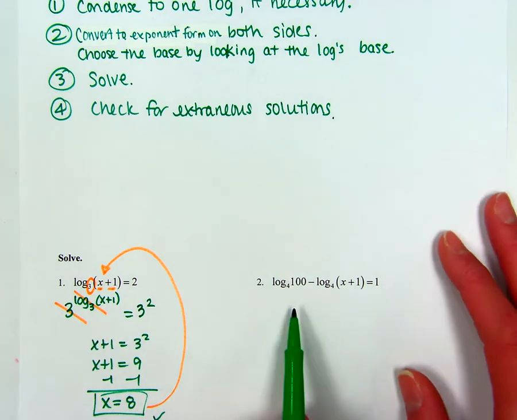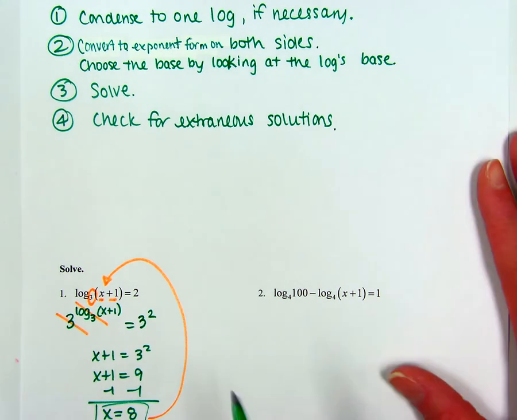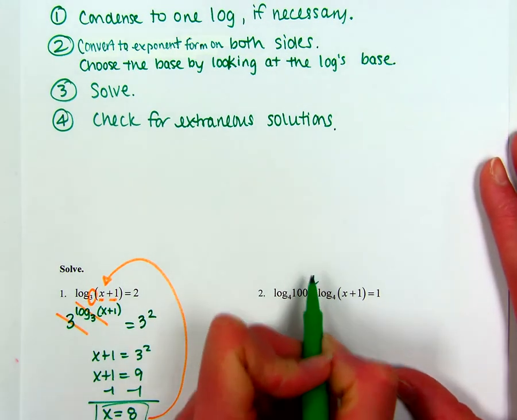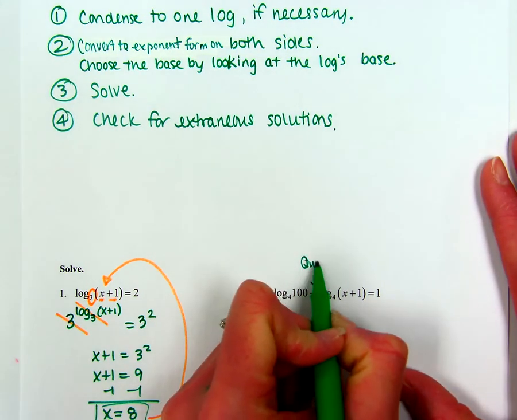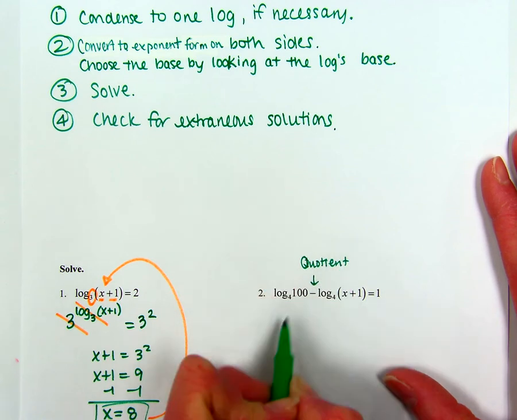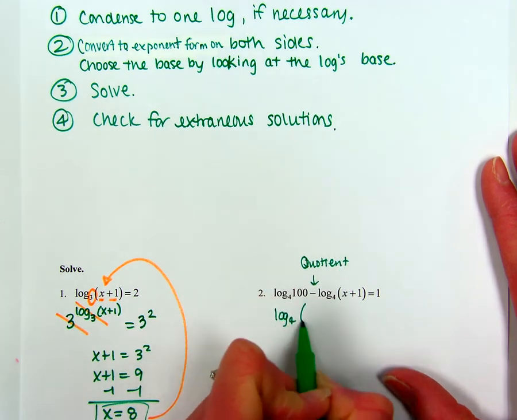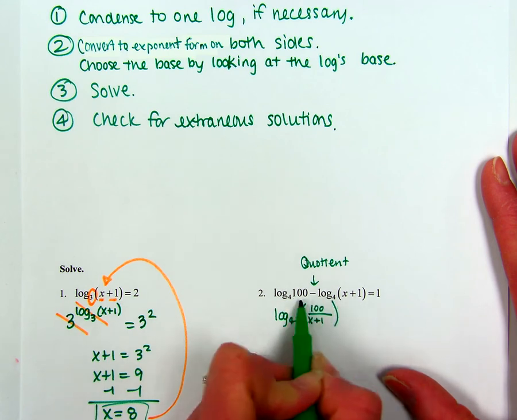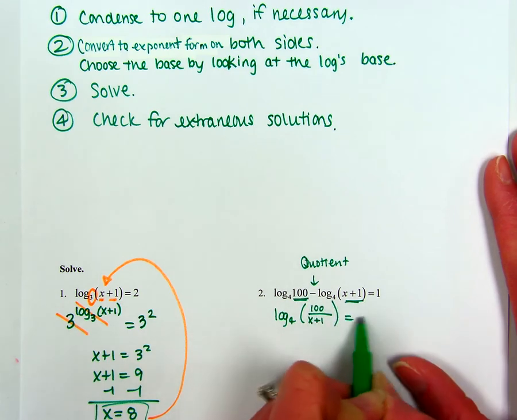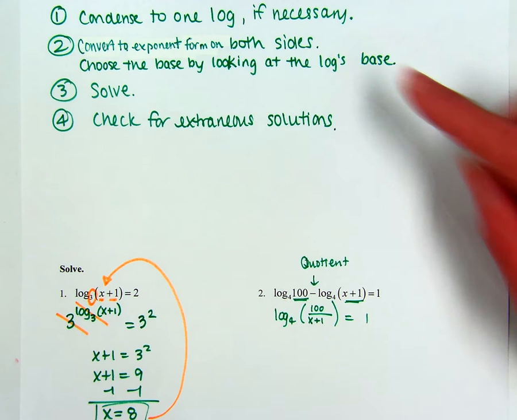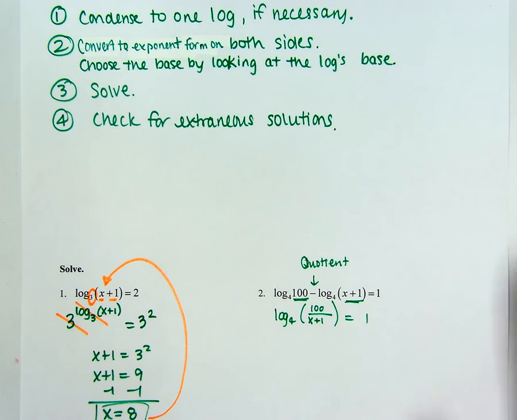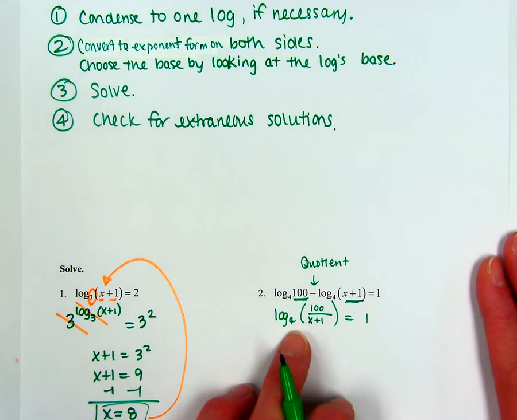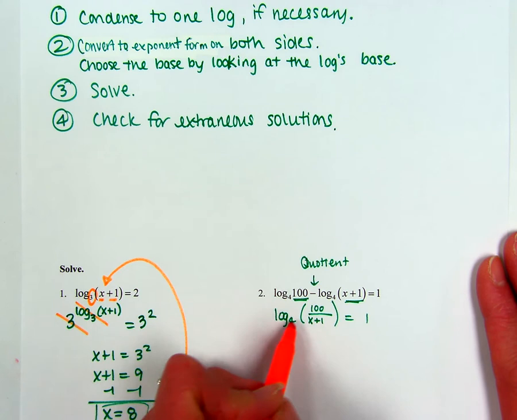All right, problem 2. First we're going to condense. All right, so that's step number 1. Notice that it's subtraction, so we're going to do our quotient rule. So we've got log base 4 of 100 over x plus 1. We're dividing 100 over x plus 1, and that equals 1. All right, step 2, we're going to convert it to an exponent form. So my log's base is 4.